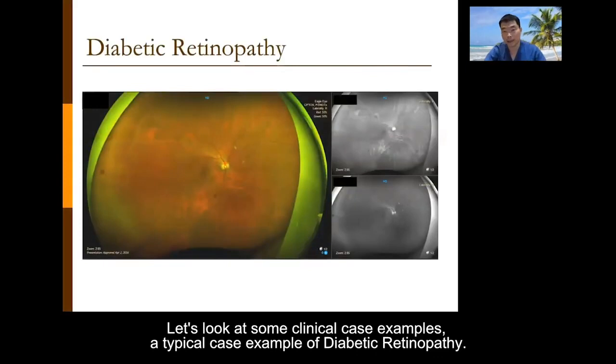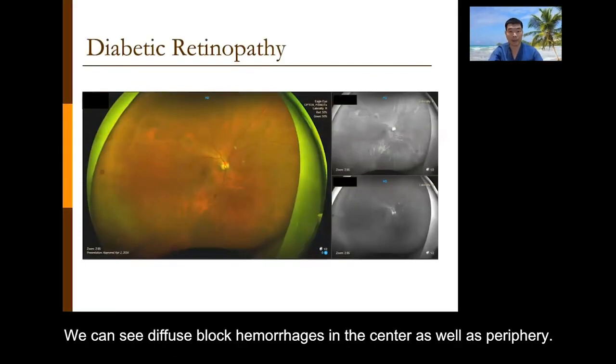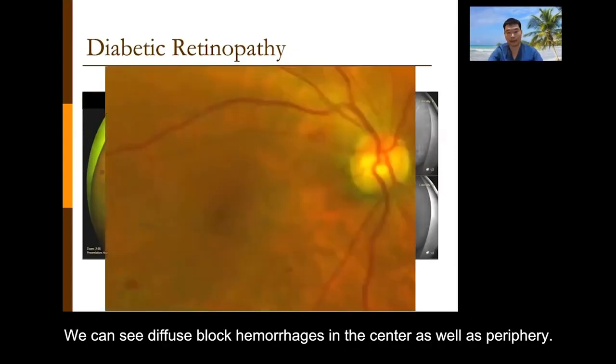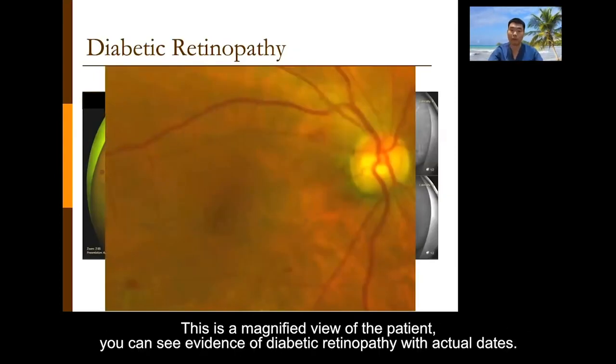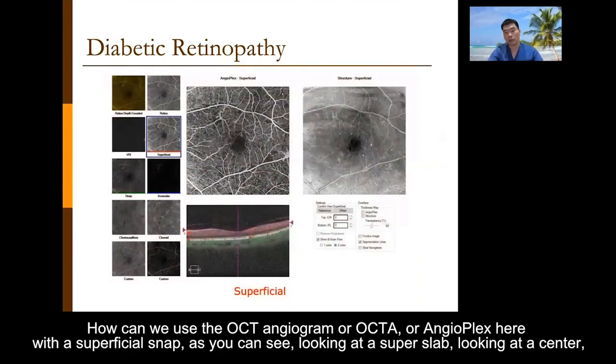Let us look at some clinical case examples. A typical case example of diabetic retinopathy where you can see diffuse dot blot hemorrhages in the center as well as periphery. This is a magnified view of the patient. You can see evidence of retinopathy with dot blot hemorrhages and exudates. How can we use the OCT angiogram, or the OCTA, or the Angioplex?